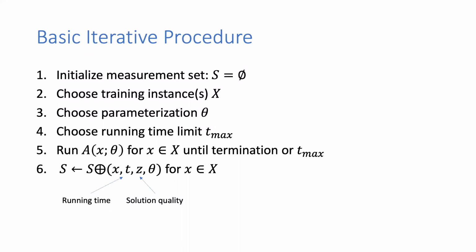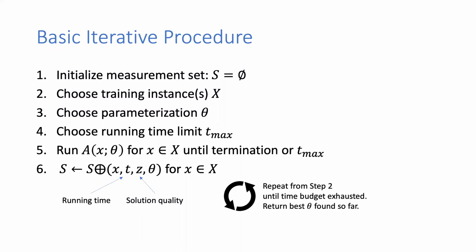And we add that to the measurement set, and then we repeat. We repeat from step 2 until some total time budget is exhausted, and then we have a procedure for returning the best parameter theta found so far. So that's the basic iterative procedure for hyperparameter tuning.